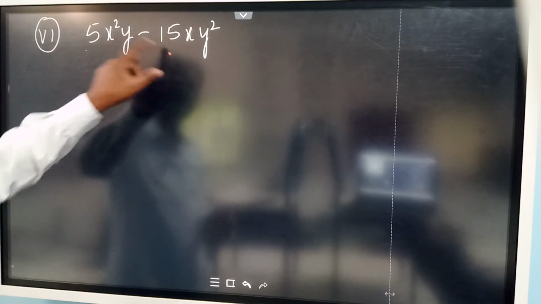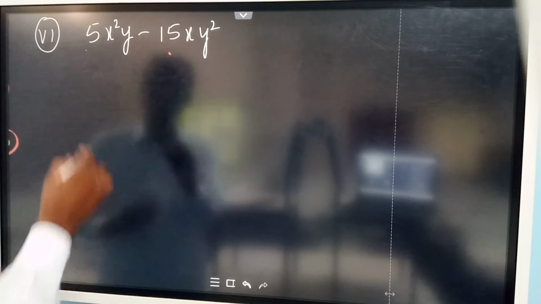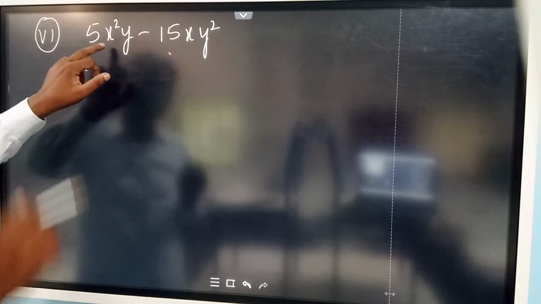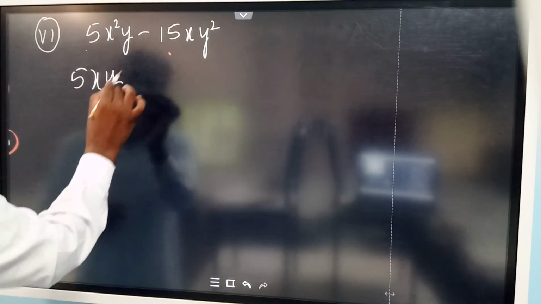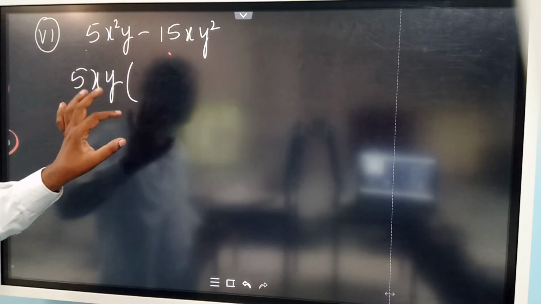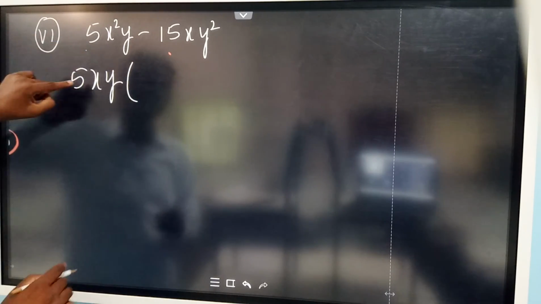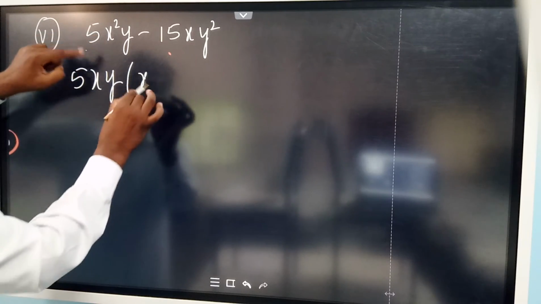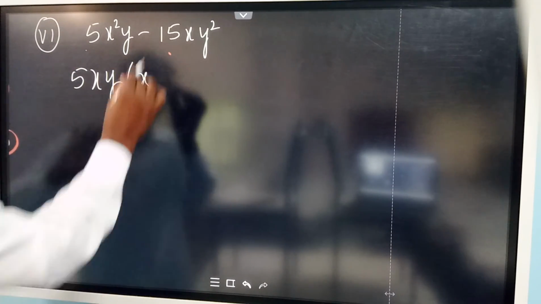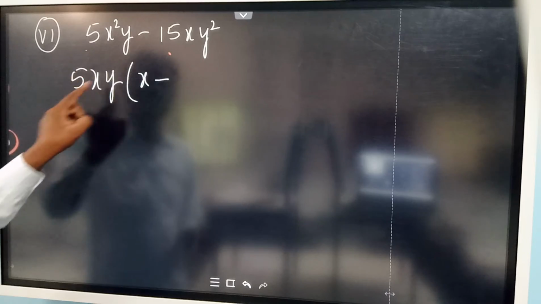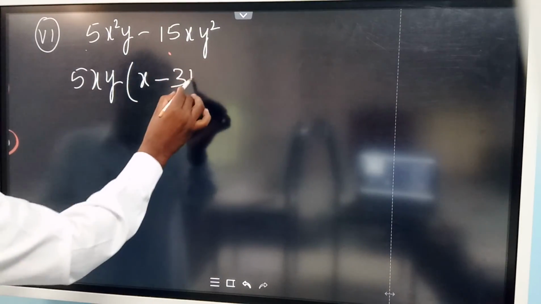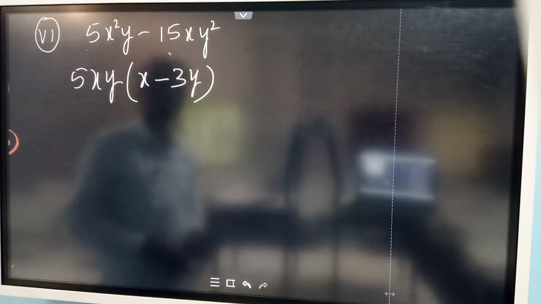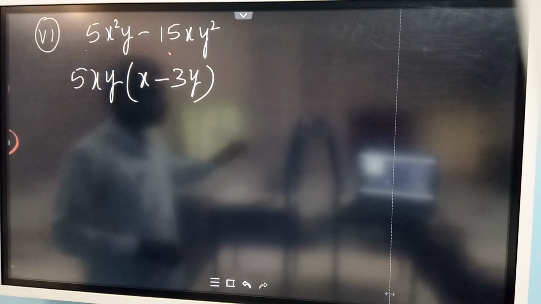Do this now directly. What number divides both 5 and 15? 5 only. X square and x, what divides both? x only. Y and y square, y only. Whatever divides both, you have to take. Once you divide this one, 5 will cancel, x means 1x will remain, and y will get cancelled. Minus, divide this one: 5 3s are, x and x cancel, out of 2y, 1y cancels, another y will remain. So 5xy into x minus 3y.